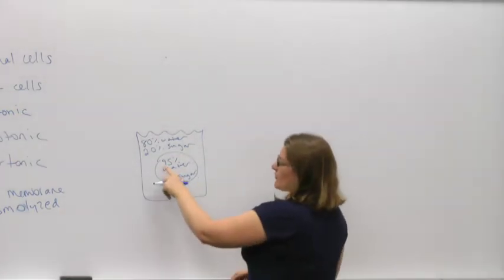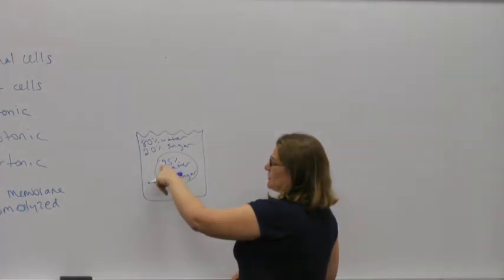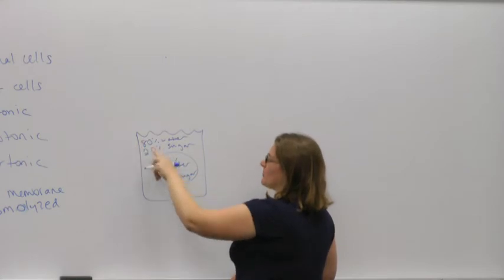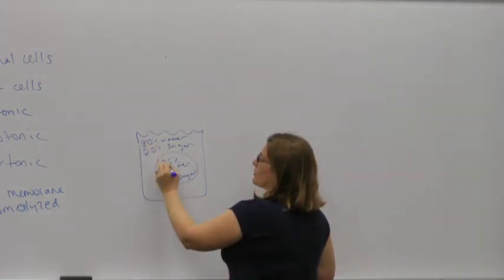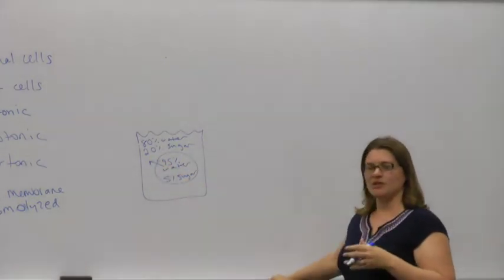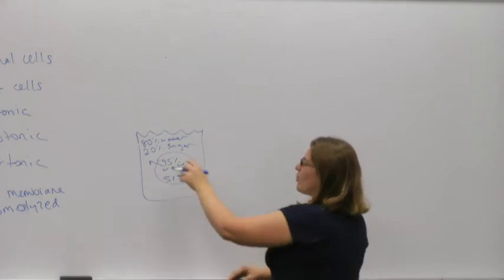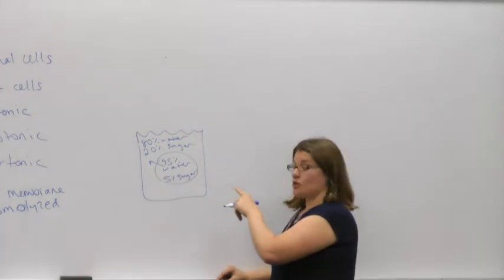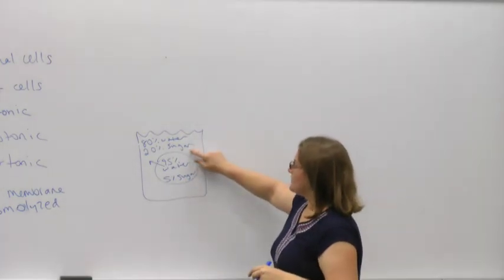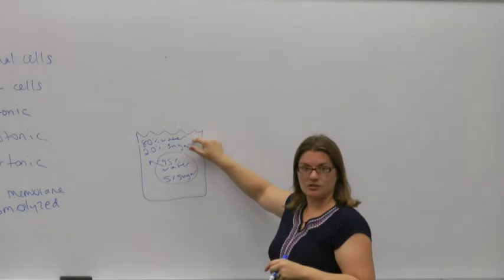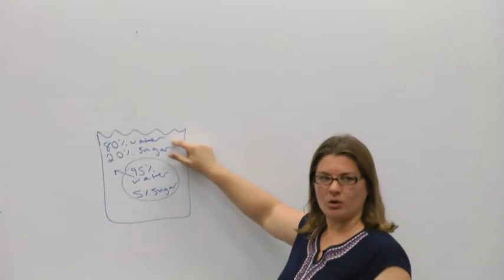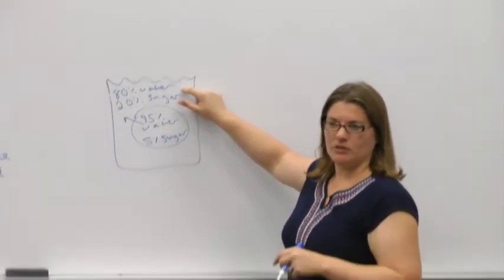Okay, well take a look. We've got more water in the cell than outside the cell. Remember that? With osmosis, water moves from high to low. So water's going to move out of the cell, right? The cell's going to lose water because there's more solute outside of the cell than inside. So if there's more solute outside of the cell than inside, what kind of a solution is this? Is it hyper, hypo, or iso? It's definitely not iso. Hyper.